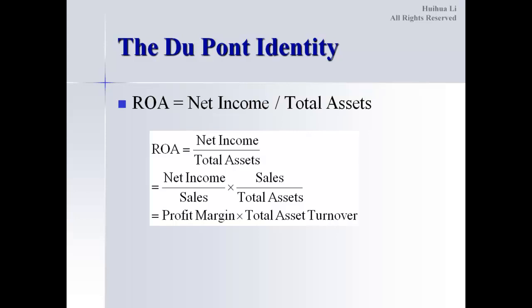Question: if a firm has a profit margin of 10% and total asset turnover of 1.2, we can calculate its ROA. Its ROA is 10% times 1.2, which equals 12%.